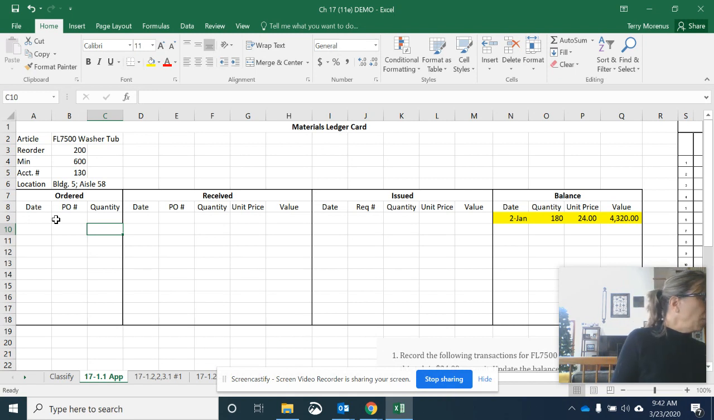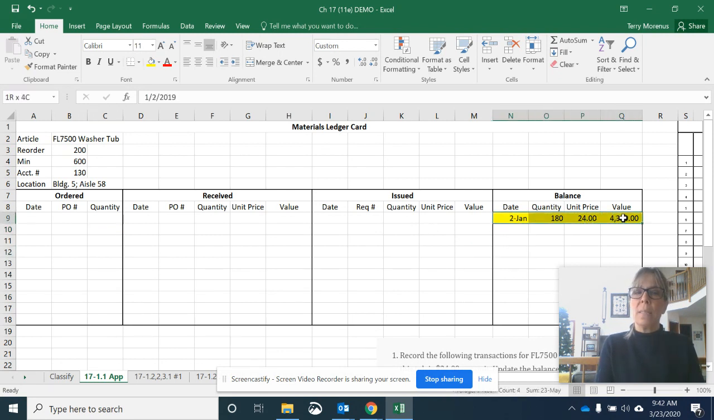All right, so let's take a look at the first one. We're going to record a purchase order of 200 units. So we're just placing the order with a vendor that provides these to us. Doesn't mean we got them in yet. We just placed the PO. Because if you look over here, this is the balance on this materials ledger card of how many washer tubs we actually have. So we're down to 180. It's time to order, folks. It really is time. So we need to get some washer tubs in so we can continue production.